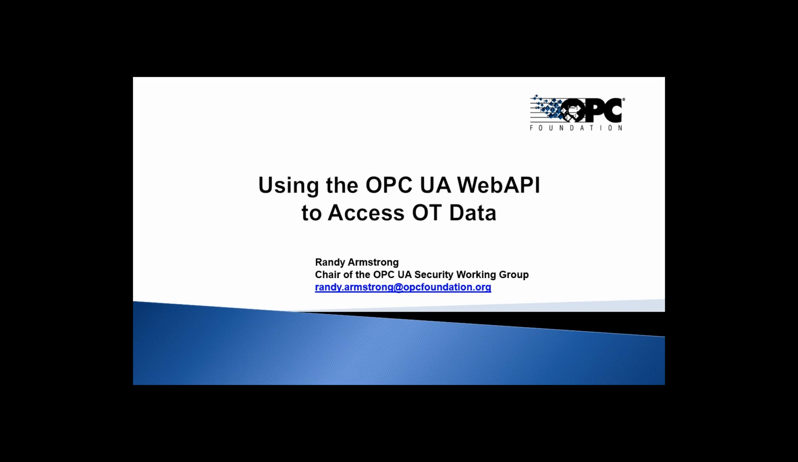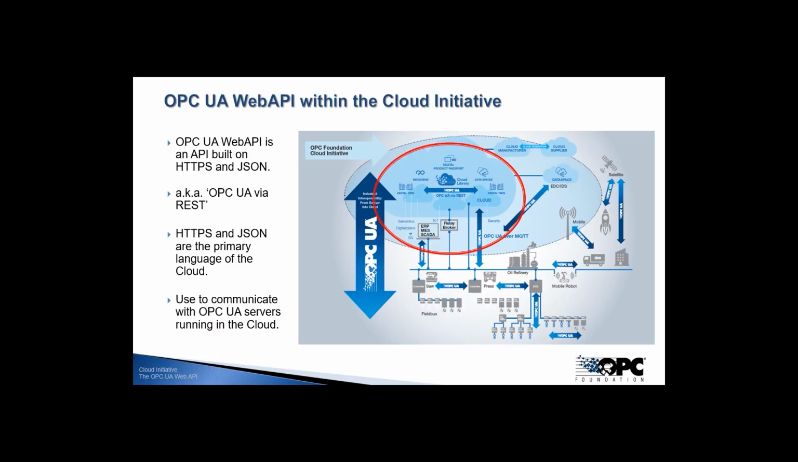I'm the chair of the OPC UA Security Working Group, and I'm here to talk to you about the OPC UA Web API and how you can use it to access your OT data in a cloud environment. Now, the OPC UA Web API is part of the cloud initiative. It is an API that's built on HTTPS and JSON, which is the primary language of the cloud today. Most communications that go on between cloud applications are using HTTPS and they are using JSON.